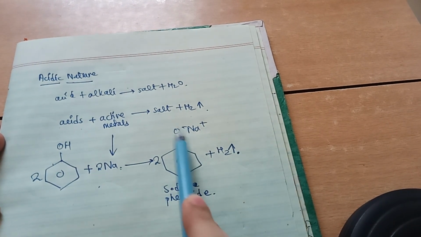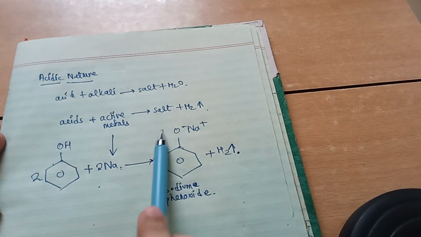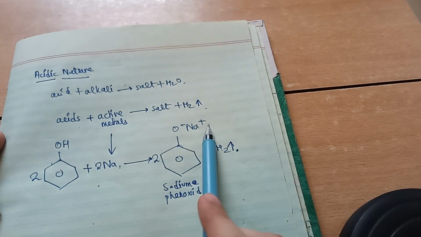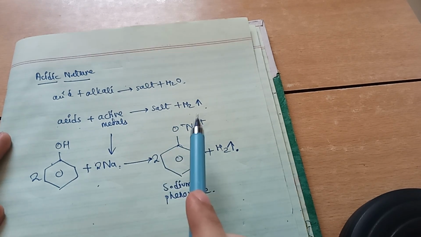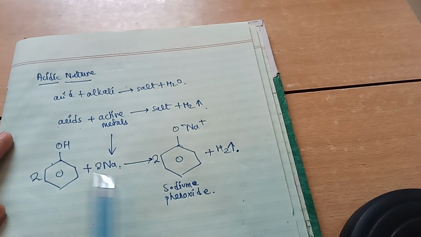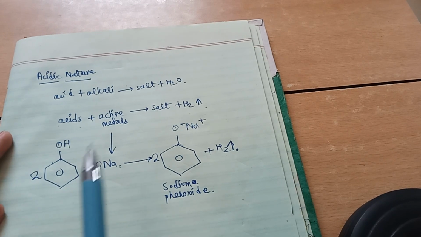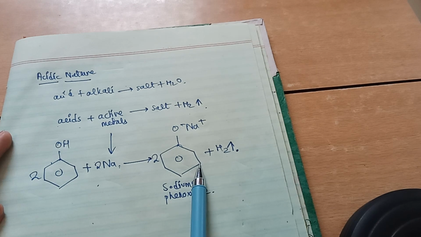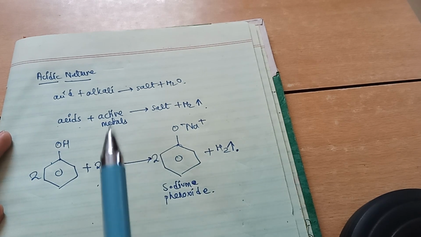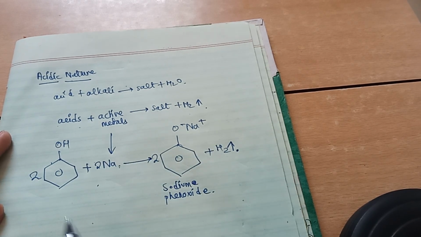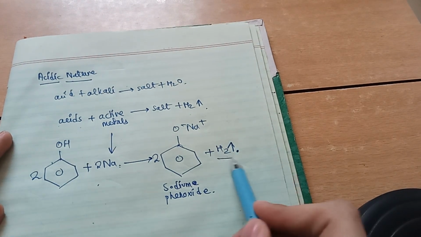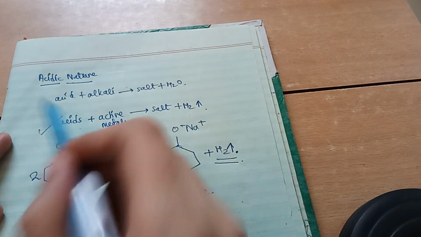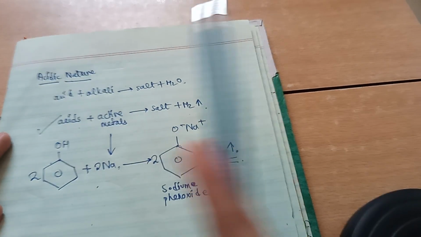So how is the name coming? We know that this O minus is the phenoxide ion, and if Na plus forms an ionic bond with the O minus, then it is known as sodium phenoxide. For example, sodium chloride: Cl minus forms an ionic bond with sodium, so it's known as sodium chloride. Similarly, if phenoxide forms an ionic bond with sodium, it is known as sodium phenoxide. It's simple as that. And hydrogen gas is liberated, right? So this test is confirmed. So phenols are definitely acidic.